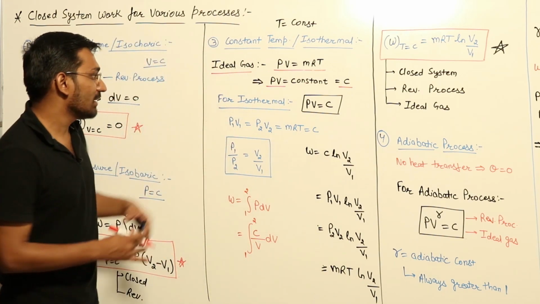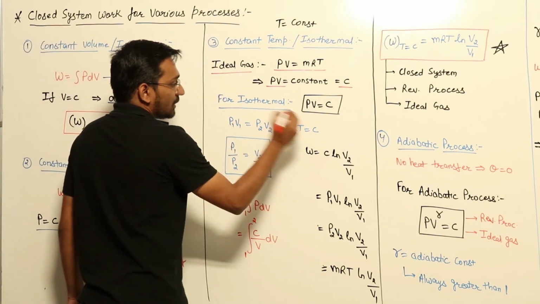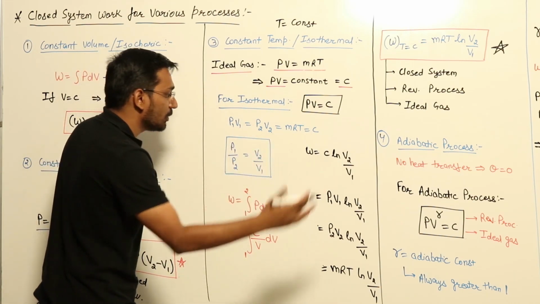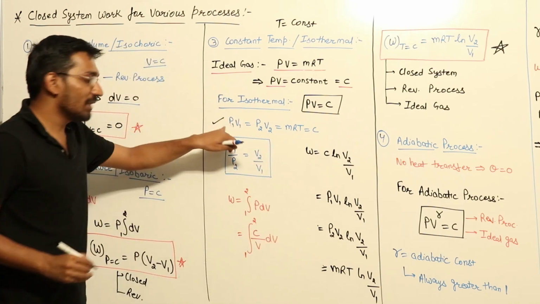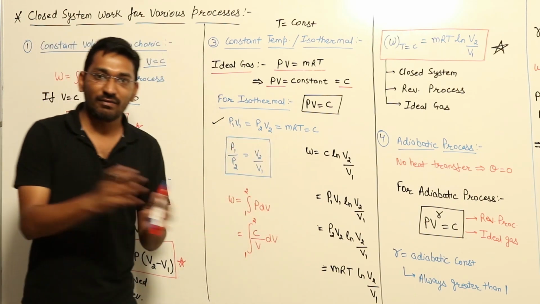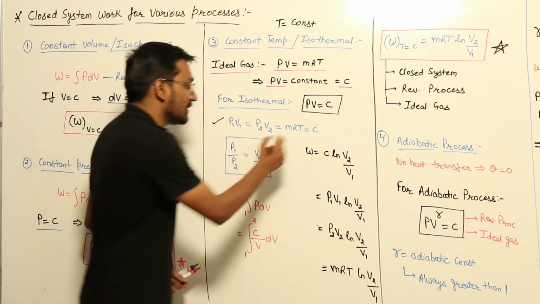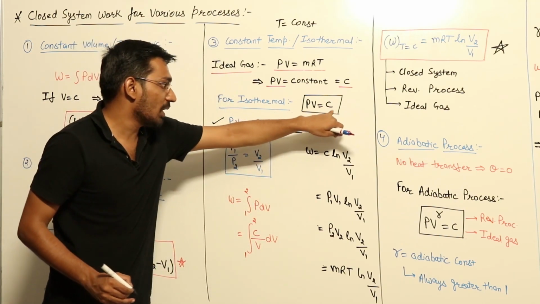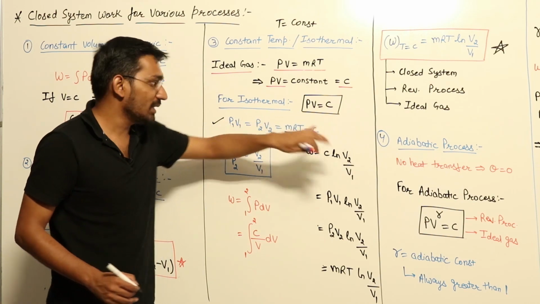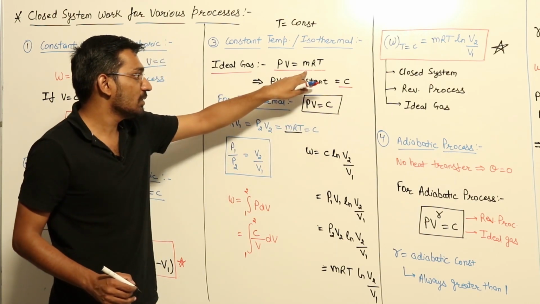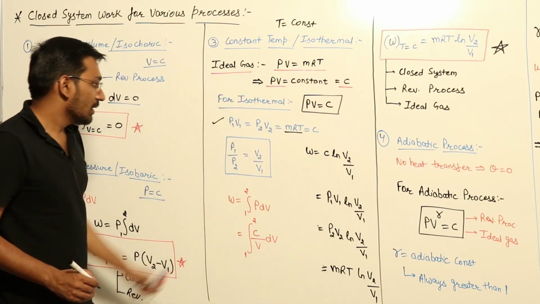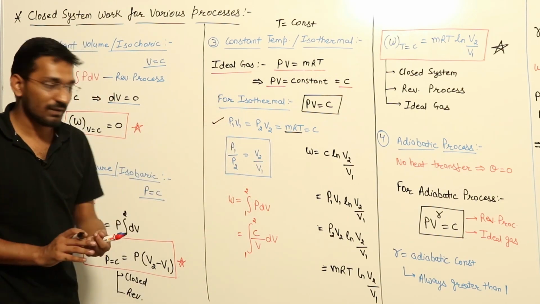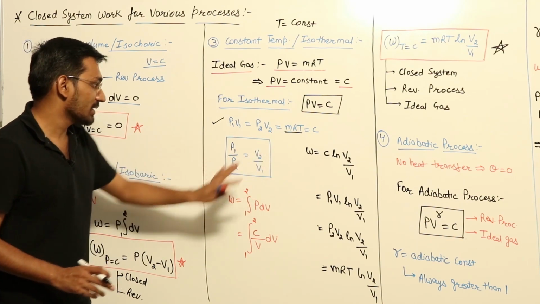So we can say that for an isothermal process, if PV is equal to constant, for a process from point 1 to point 2, I can write P1V1 will be equal to P2V2, which is equal to MRT, because it is a constant value. So P1V1 is equal to constant, P2V2 is equal to constant, and this constant will be equal to MRT. So we can rearrange this: P1 upon P2 is equal to V2 upon V1.